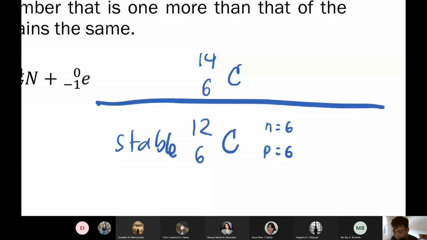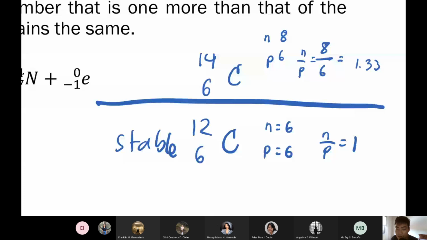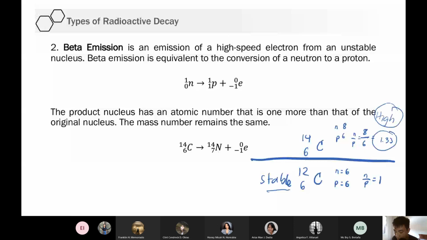Okay. So, proton nito 6, neutron 8. So, 8 over 6. Ano ba yung 8 over 6? 8 divided by 6, 1.33. So, if the neutron to proton ratio is higher than the stable, mag-beta emission ka. Okay? So, this is higher. 1.33 is higher than the stable na 1 neutron to proton ratio. So, kapag mataas yung NP ratio, mag-undergo ka ng beta emission.